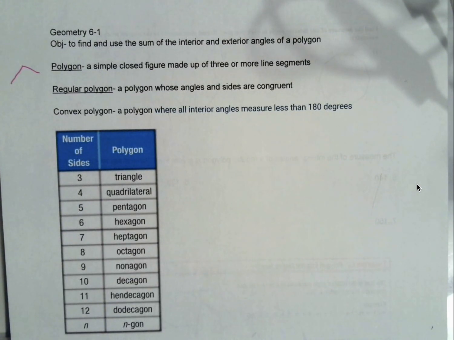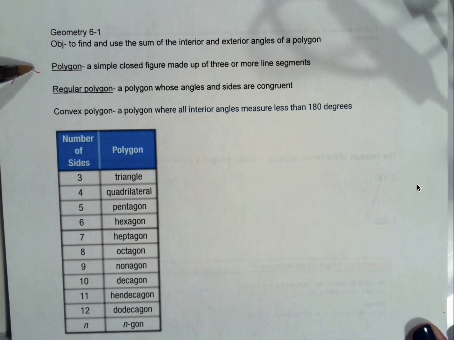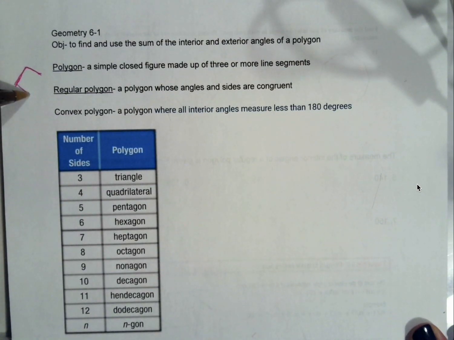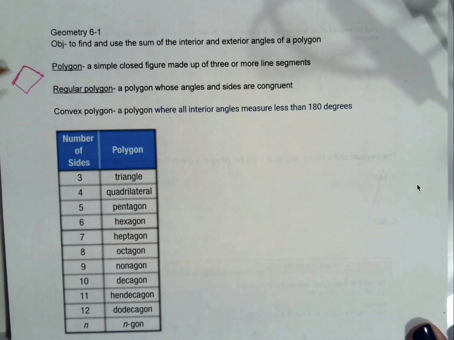So this is section 6-1, and we are finding and using interior and exterior angles of a polygon. First of all, a polygon is a simple closed figure made up of 3 or more line segments. Simple means your pencil starts and ends in the same spot. Closed would be the same thing. From here to here to here to here, my pen started and ended in the same spot, and this is made up of line segments, so all straight lines, and none of the lines cross each other. These are all line segments.